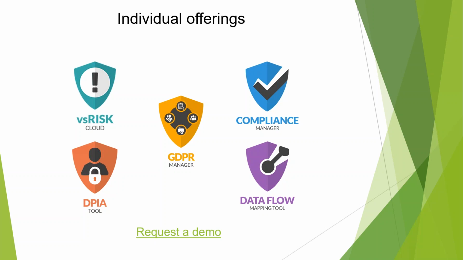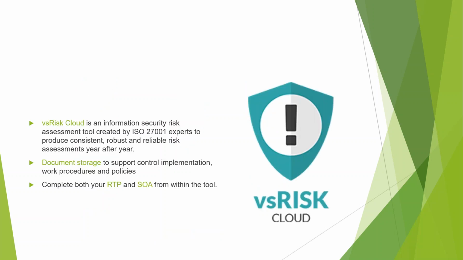And then a nice bolt-on that we tend to see sold directly in with this one is going to be the DPIA tool, as it's the natural follow-on stage of once you've identified your process, a data protection impact assessment is likely shortly to follow as well. So just to go through these in a bit more detail, VS Risk is an information security risk assessment tool created by ISO 27001 experts.